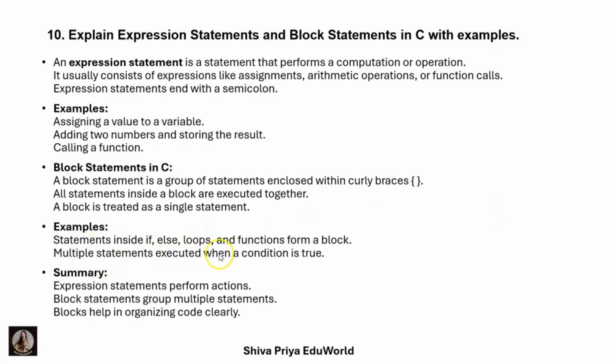Multiple statements are executed when a condition is true. When the condition is true, multiple statements will be executed. If the condition is true, then only it will loop again and again. Clear? Expression statements perform the actions. And block statements group multiple statements together inside curly braces and treat them as a single statement. Blocks help in organizing code clearly. For example, you can take if, else if, and loops as well. Clear? This is all about the expression statement and block statements in C.